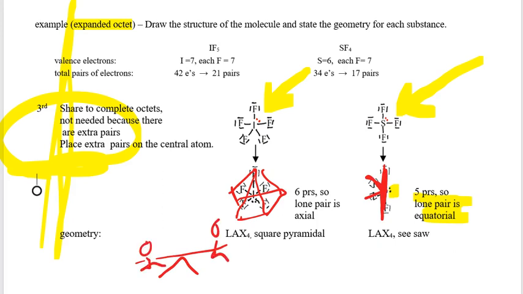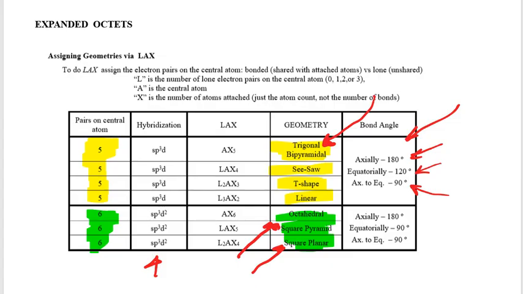Don't get that confused with T-shape. T-shape looks like this with 2 lone pairs. Kids call that a seesaw, but T-shape looks like a T. Alrighty. Well, those are expanded octets. You really just must get this table down into your belly and get those underway.